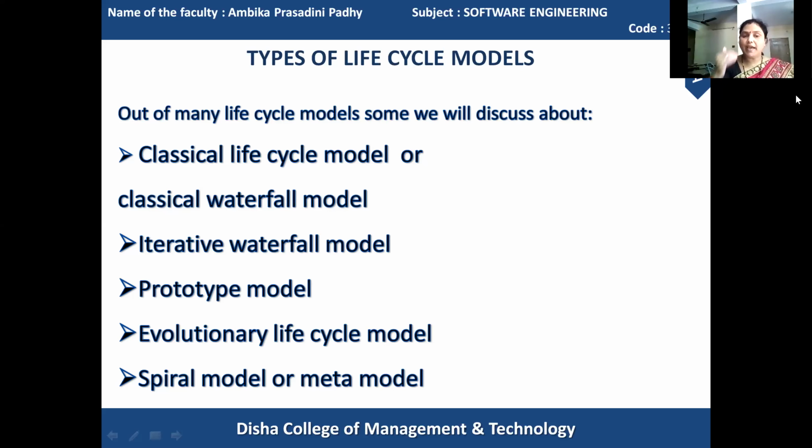Then come to the spiral model. The spiral model is also called a meta model because it contains the concepts of all other models implemented inside it. It also takes help of the iterative waterfall model. It also takes help of the prototype model inside it. And because it is the combination of all other models, it is called a meta model. The spiral model can solve any type of system.